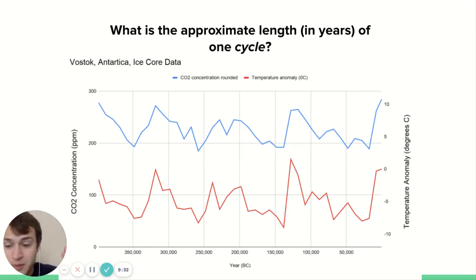Of course, this will probably be a little messed up because of the amount of carbon dioxide we humans are adding to the environment. But naturally, about every 100,000 years, it seems like carbon dioxide goes up, down, and then back to the starting point.